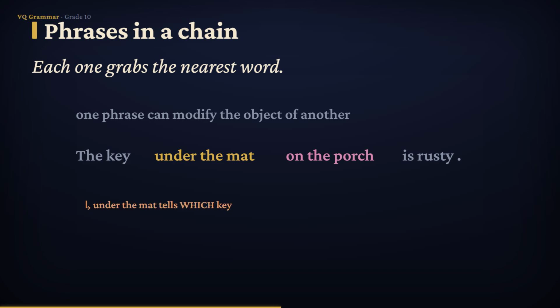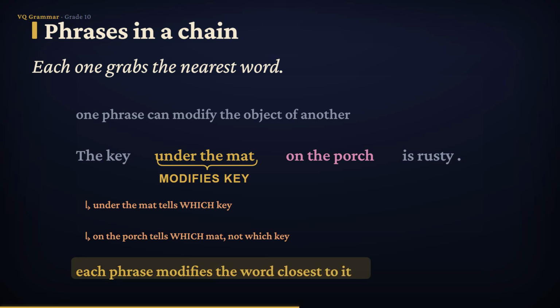The key under the mat. So that first phrase modifies the noun key, which makes it an adjective phrase. But which mat? The mat on the porch. That second phrase does not reach all the way back to key. It modifies mat, which is the object of the first phrase. Each phrase modifies the word closest to it, and that is how a chain of phrases works.